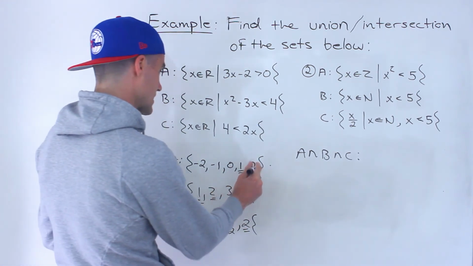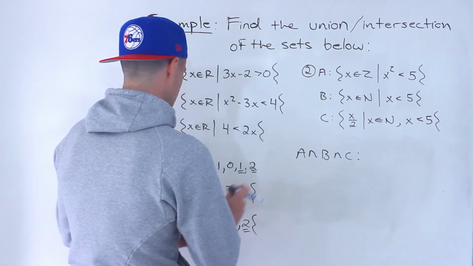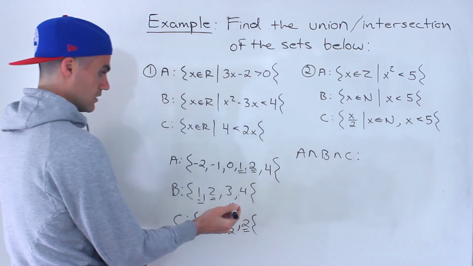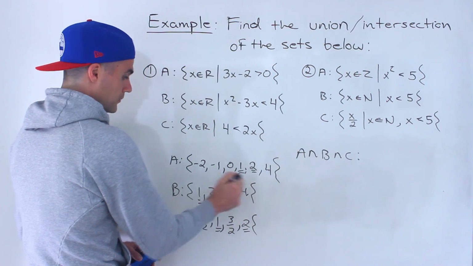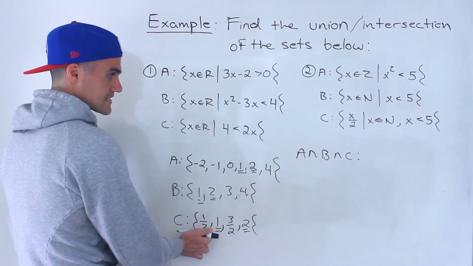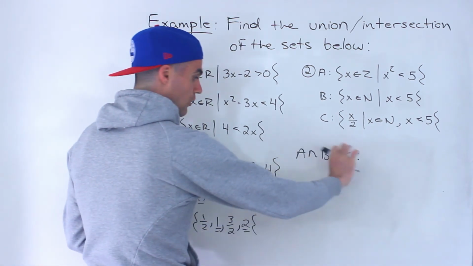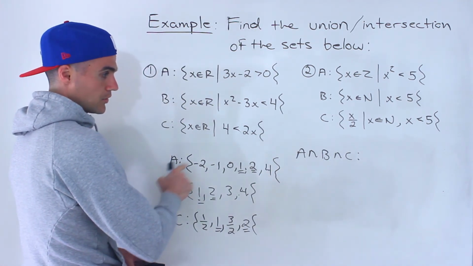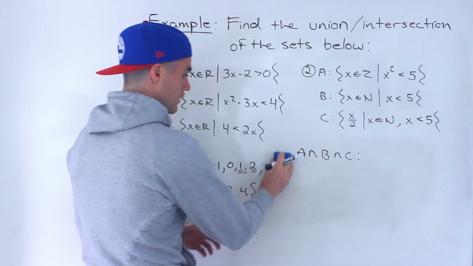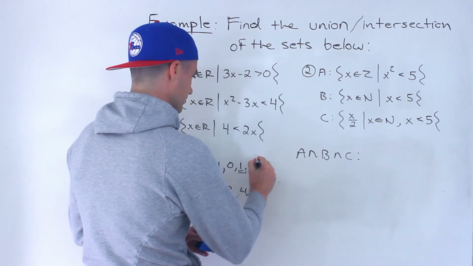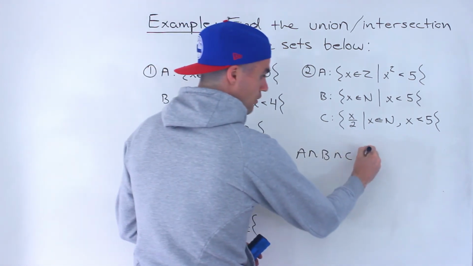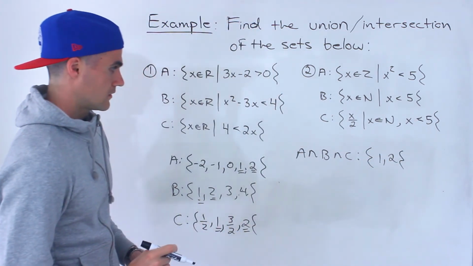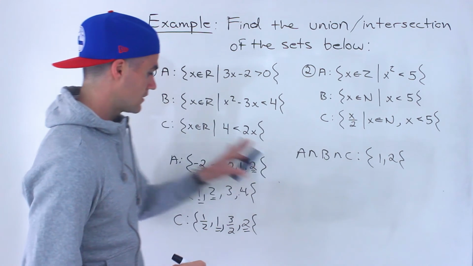So 1 and 2 are the only elements that are common in all the sets. And even still, let's say set A had an element 4. Even though it's a common element in both A and B, it's not in C, so it wouldn't be in the intersection of all 3. Now, it would be in the intersection of A and B, but not in the intersection of all 3, like that. So this set here, 1 and 2, is the intersection of these 3 sets.